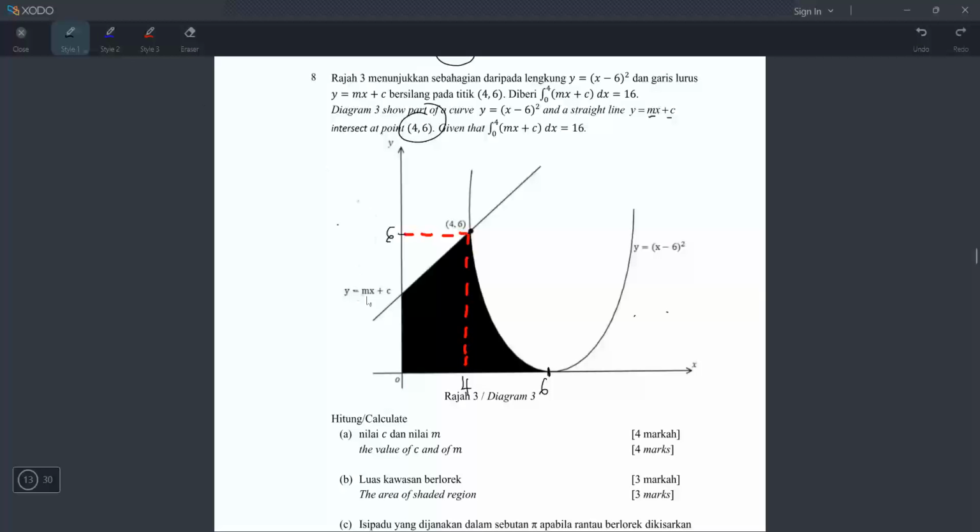And then what about the straight line? Can I find the x-intercept and y-intercept of the straight line? No, because the straight line equation is not complete. If the straight line is not complete, I cannot find the y-intercept or x-intercept, right? So I only have this.